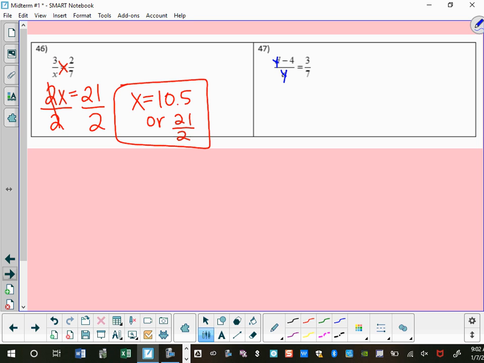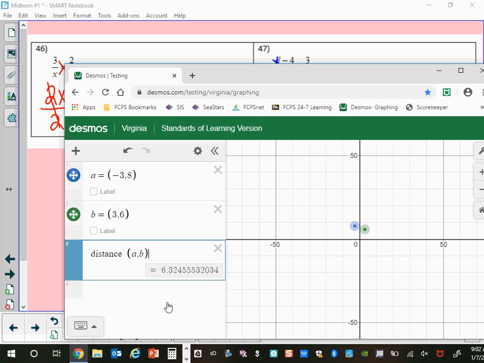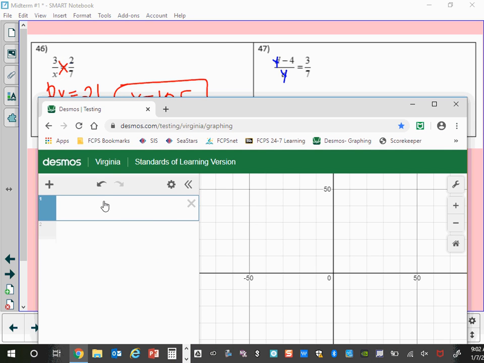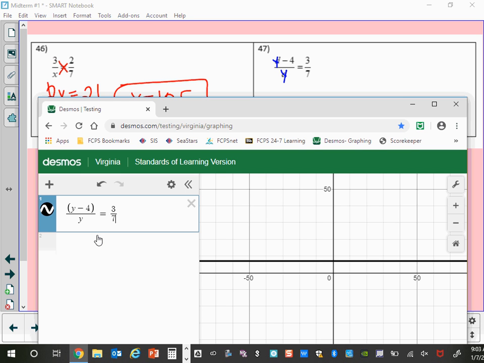All right. So let's go to Desmos. And we're going to type in exactly what we see. You probably should keep your laptop open because you're not going to know how to do this. All right, so Nate wanted to use Y. So we're going to do Y minus 4. But because it's an expression, let's put it in parentheses. So parentheses Y minus 4. And then divide it by Y. Slide over. You have equals. And then 3 divided by 7.